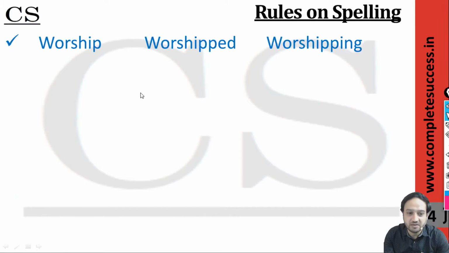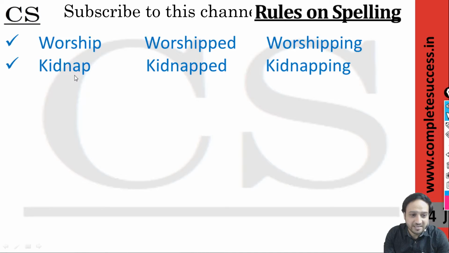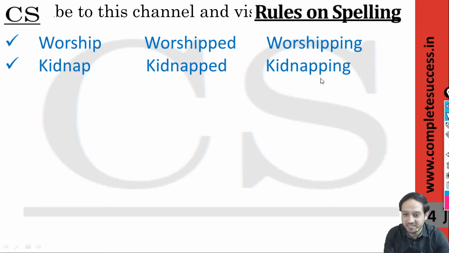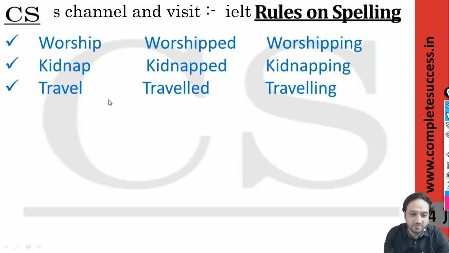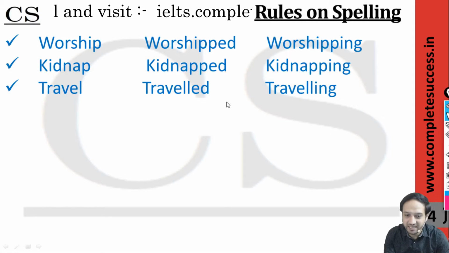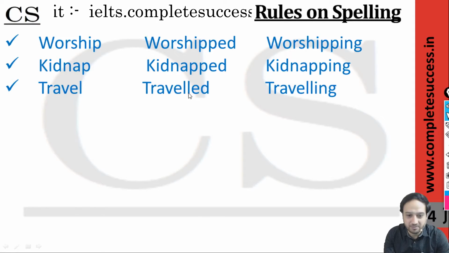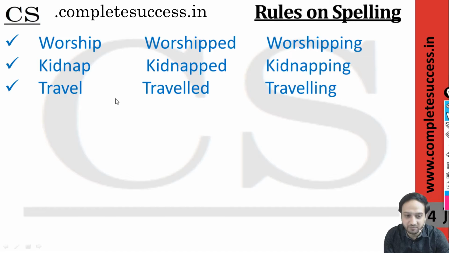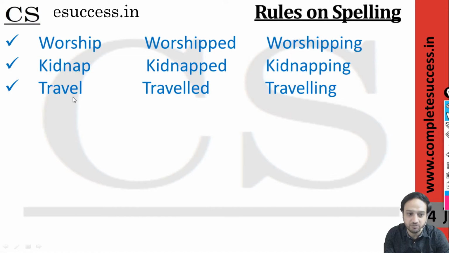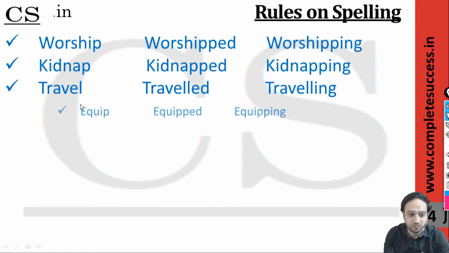I have some more examples for you. Worship, worshipped, worshipping. So before P there is a vowel I, so we double the consonant P when we add ed and ing. Kidnap, kidnapped, kidnapping. Travel, traveled, traveling. So we'll use L two times because it's the last consonant. Before that there is E, which is a vowel.